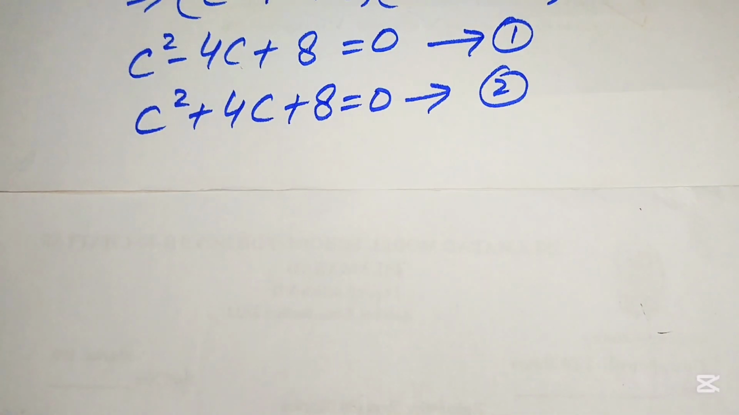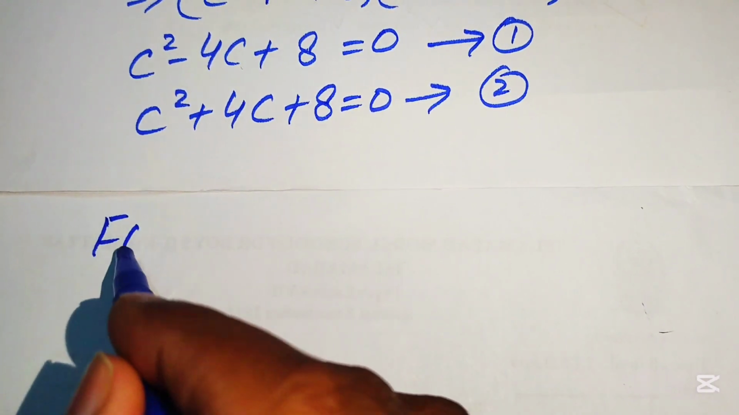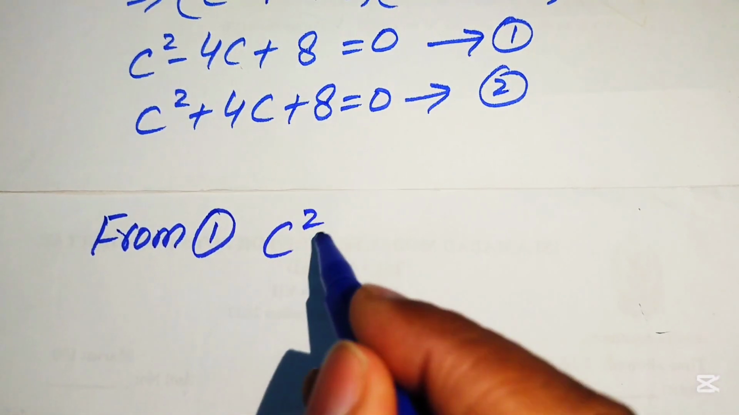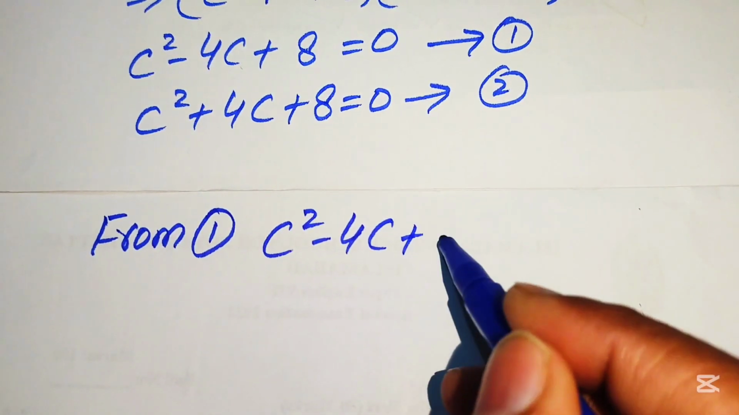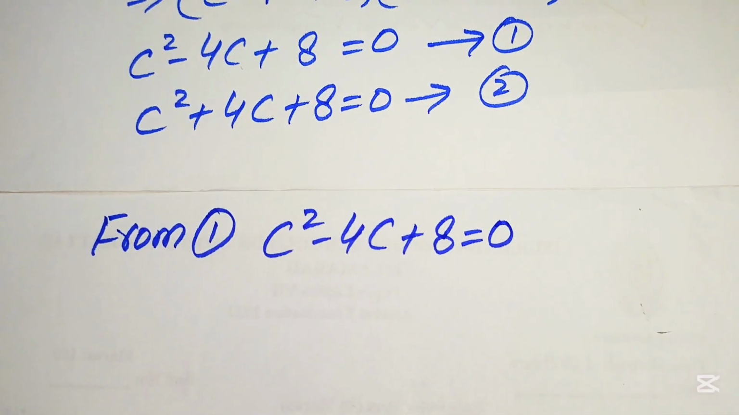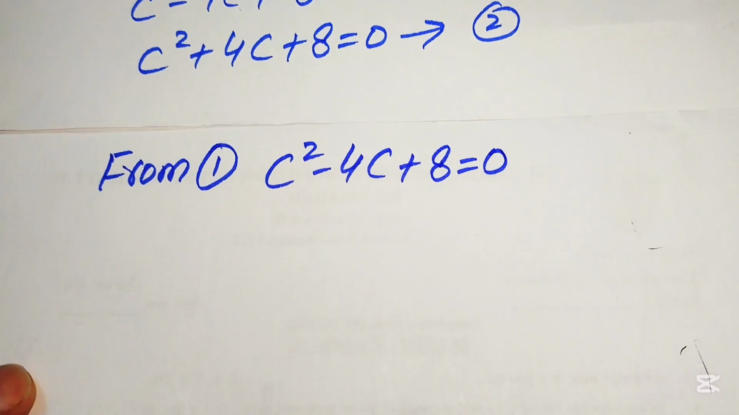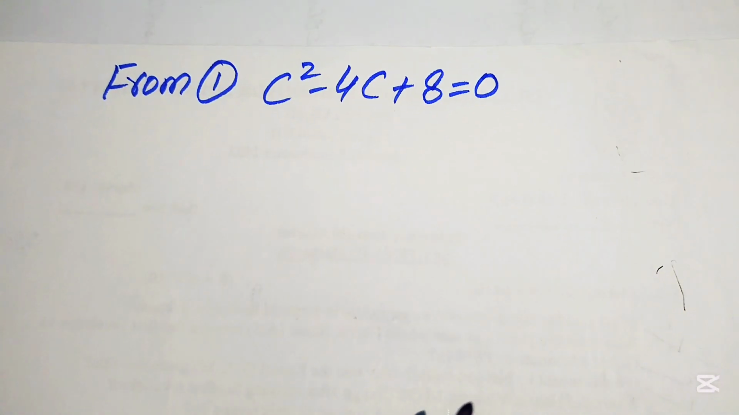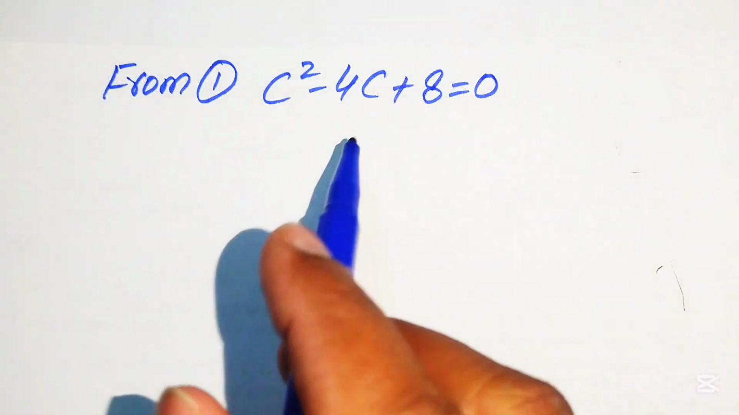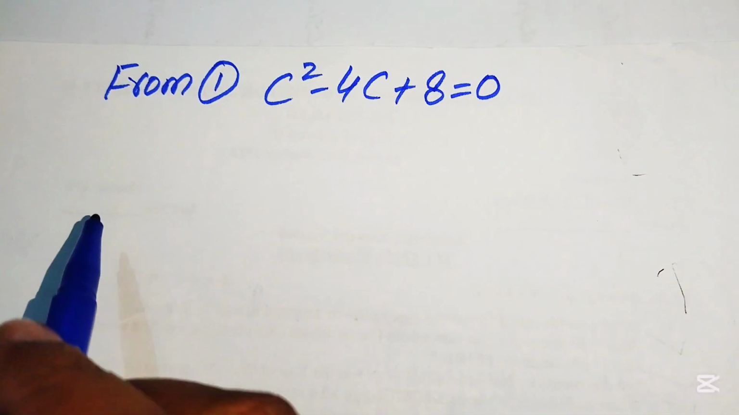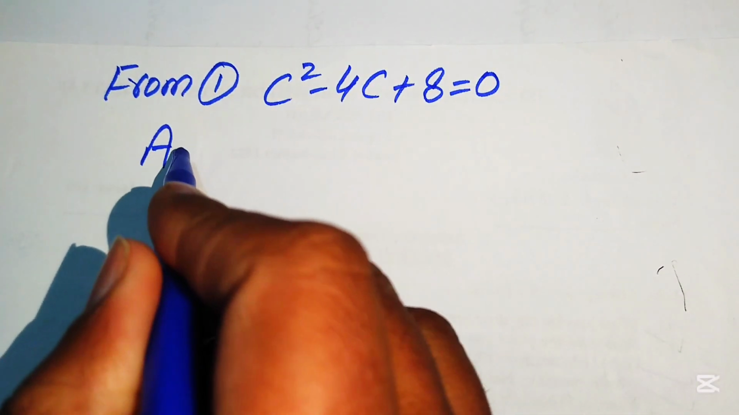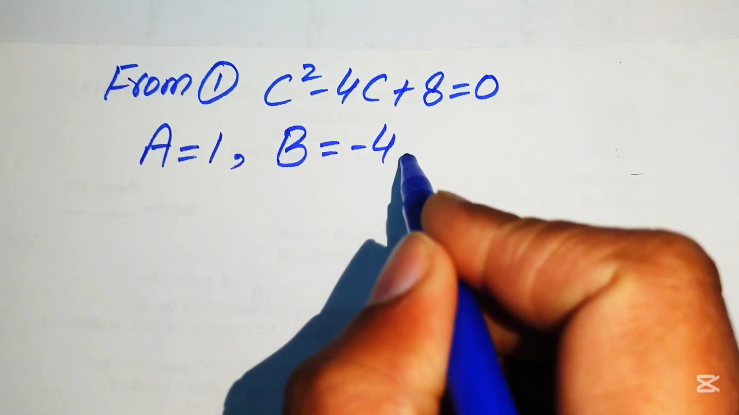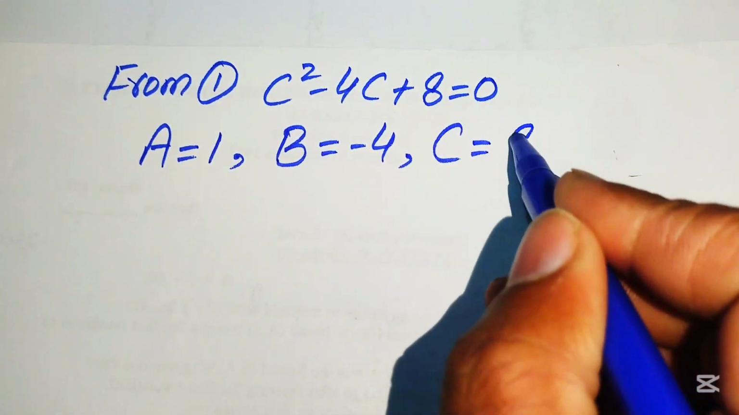First we solve equation number 1. From equation number 1 we have c square minus 4c plus 8 equals 0. This is our equation number 1. After that we apply the quadratic formula in order to solve this equation. First we write the coefficients of this equation: capital A equals 1, capital B equals minus 4, and capital C equals 8.